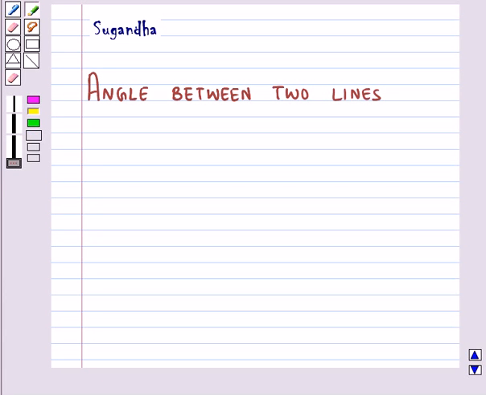Hello and welcome to the session. In this session, we will discuss the angle between two lines.